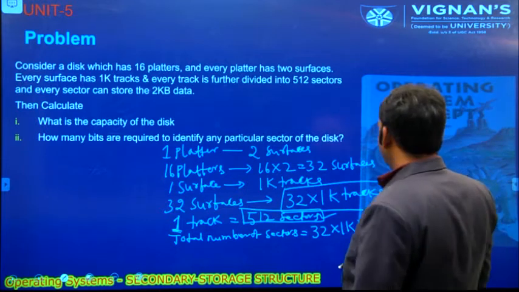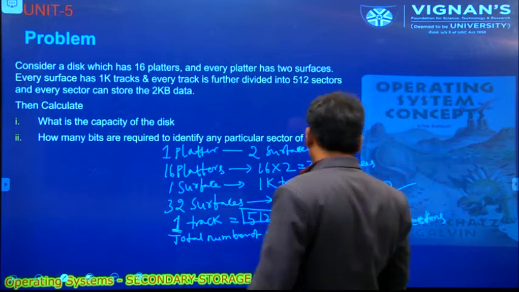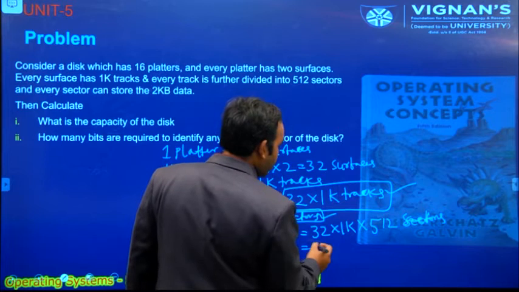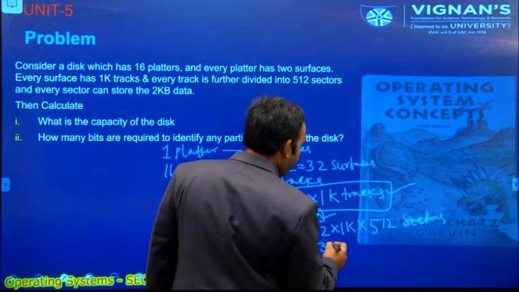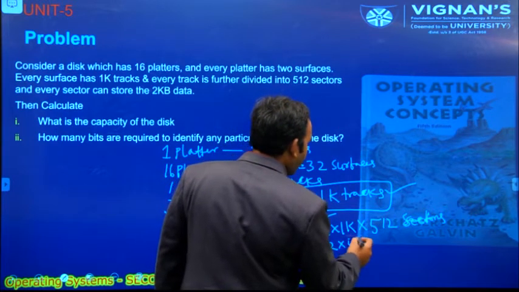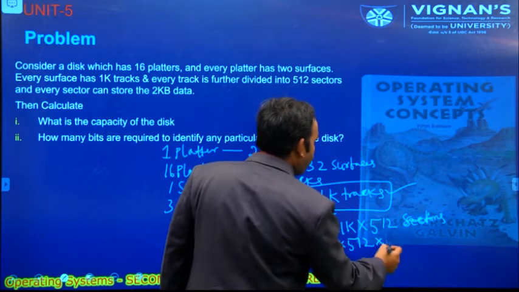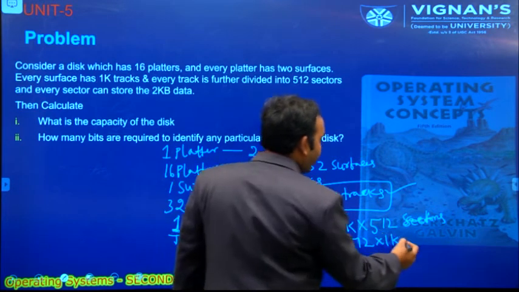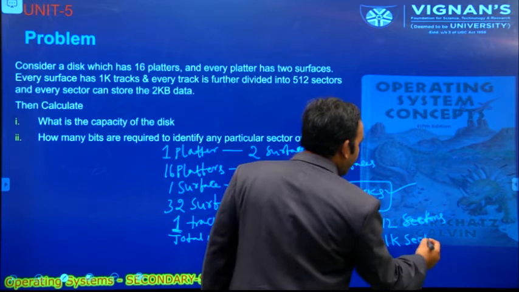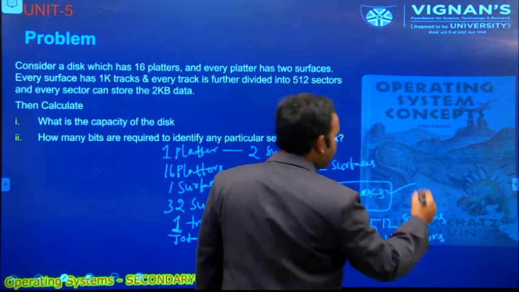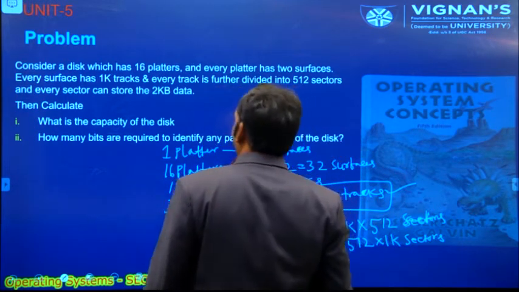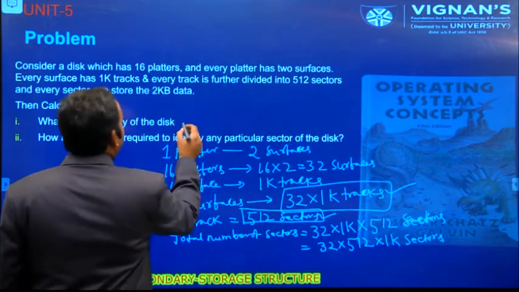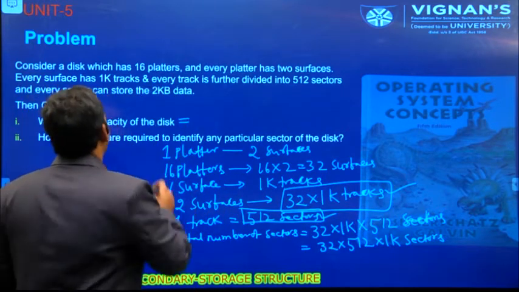512 sectors. So what is the value here? Total value is 32 into 512 into 1k sectors. So now, what finally are they asking? They are asking the capacity of the disk.